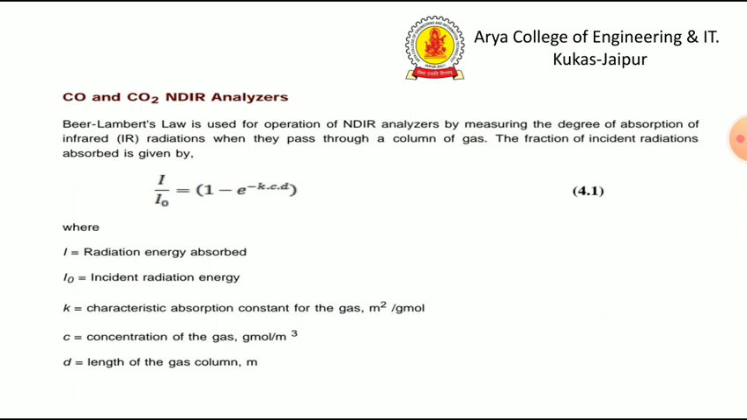NDIR analyzer, this is used for the measurement of CO and CO2. It is based on the Beer-Lambert's law, which is used for operation of NDIR analyzer by measuring the degree of absorption of infrared rays radiations when they pass through a column of gas. The fraction of incident radiations absorbed is given by this formula.